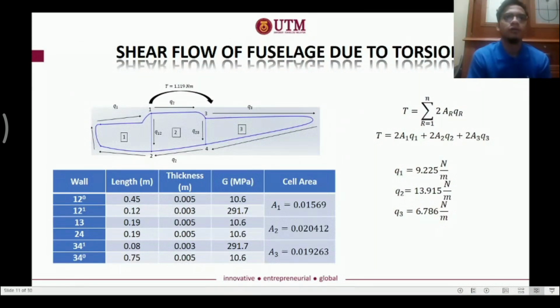Next is the shear flow of the fuselage due to torsion. The torsion we get during the cruising is 1.119 Newton meter, and using the torsion we use the formula torque equal to summation of 2ARQR, where R is the number of cells. So we get Q1 equal to 9.225 Newton per meter, Q2 equal to 13.915 Newton per meter, Q3 equal to 6.7869 Newton per meter.